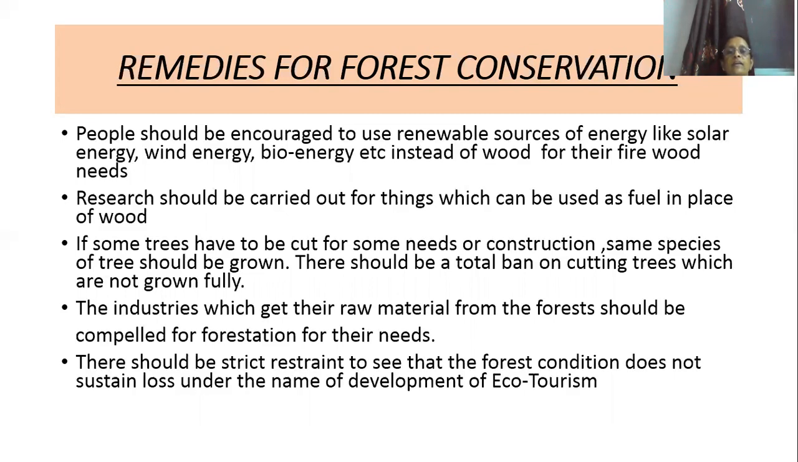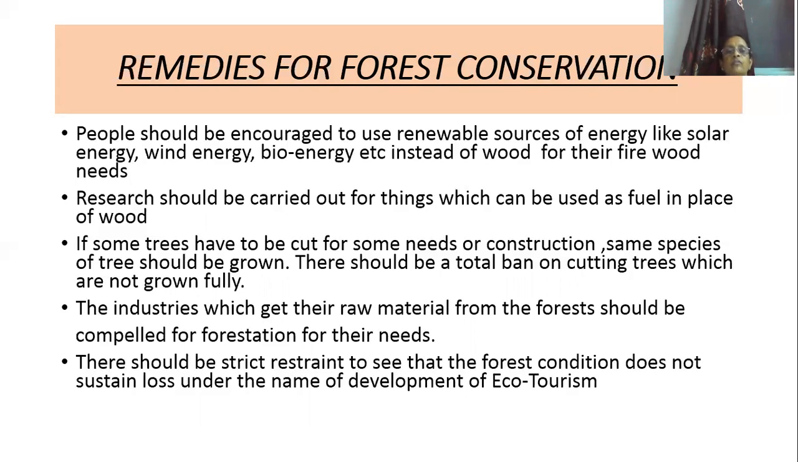Then the third one is that if some trees have to be cut for some needs or construction, the same species of trees should be grown, and there should be a total ban on cutting trees which are not fully grown. So what is the third point? If we are cutting the trees for construction or some other needs, we should plant the same species of tree, and there should be a total ban on cutting the trees which are not fully grown.